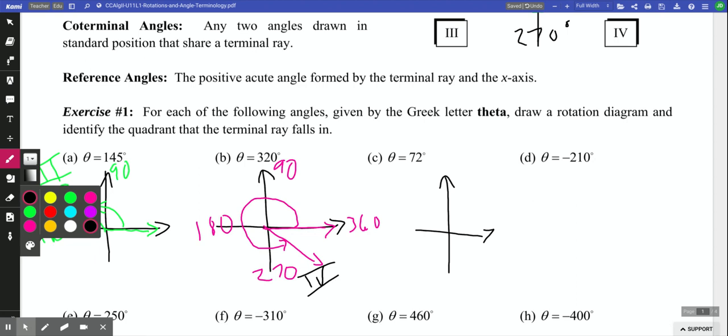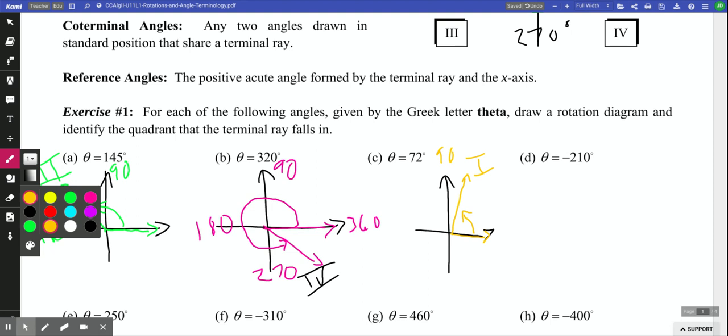I'll change it up. I'll use orange this time. So we got our initial ray, 72 degrees. Well, if that's 90 up there, 72 might be a little bit closer to it. There's 72. We got to show the direction. First quadrant. Hopefully this isn't too bad.